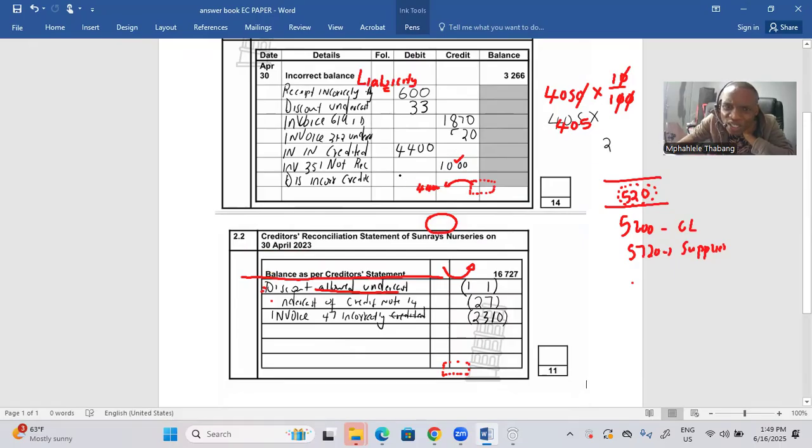So there is an 810. We put it on the debit side because the discount must decrease the amount we owe to the supplier. So that amount 405 was supposed to be debited, but they mistakenly credited. So you multiply it by 2, you put on the debit side.